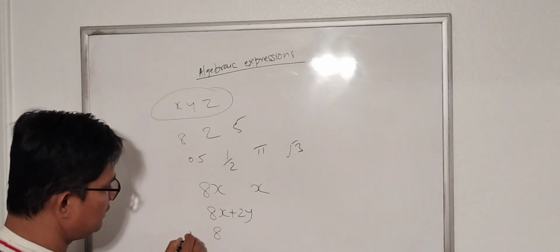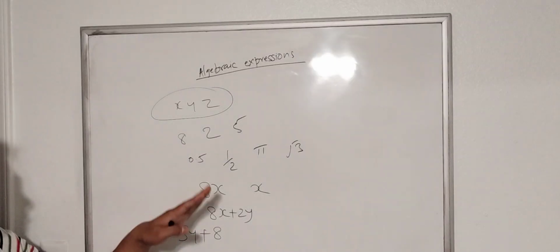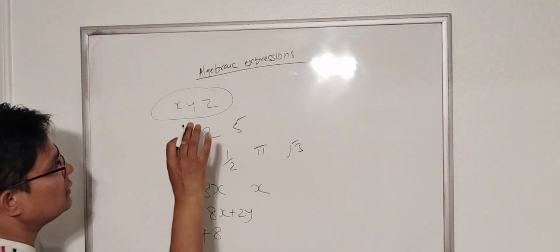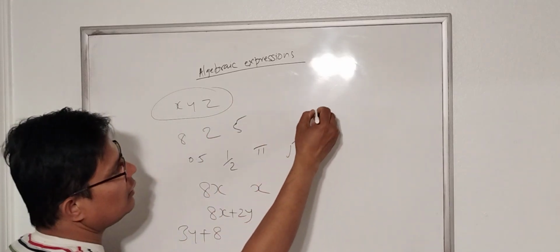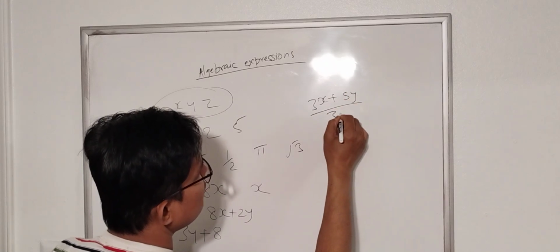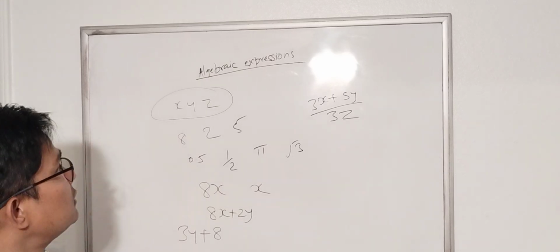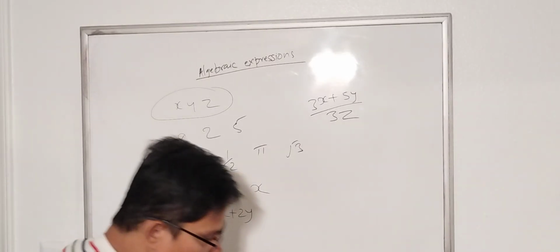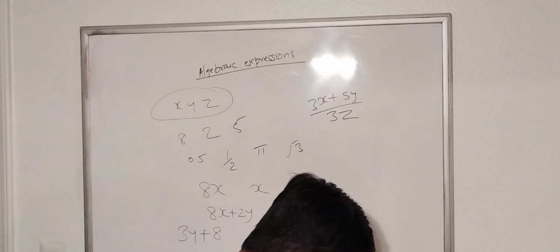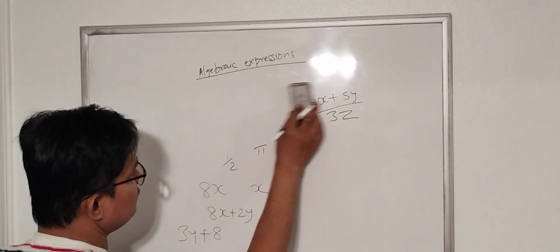Let's say this one, 3y plus 8, this is also an expression. So now what about this one, 3x plus 5y divided by 3z, this is also an expression, okay. Any combination of constants and variables with mathematical operations will be your expression. Now when we have to add two algebraic expressions, what we have to do?